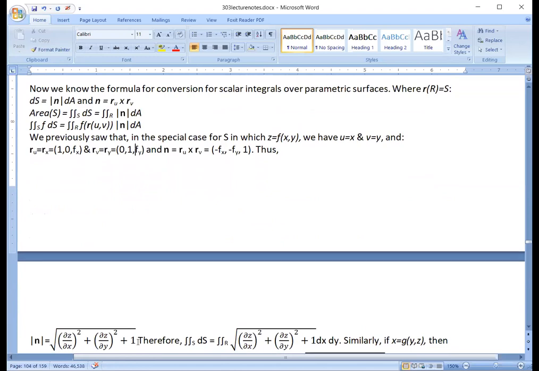Therefore, put it all together, and what do we get? The norm of n is just the square root of dz dx squared plus dz dy squared plus 1. And therefore, the double integral over the surface of ds is just the double integral over the region for your parametric coordinates, which in this case are x and y, of the square root of dz dx squared plus dz dy squared plus 1, all of that dx dy.